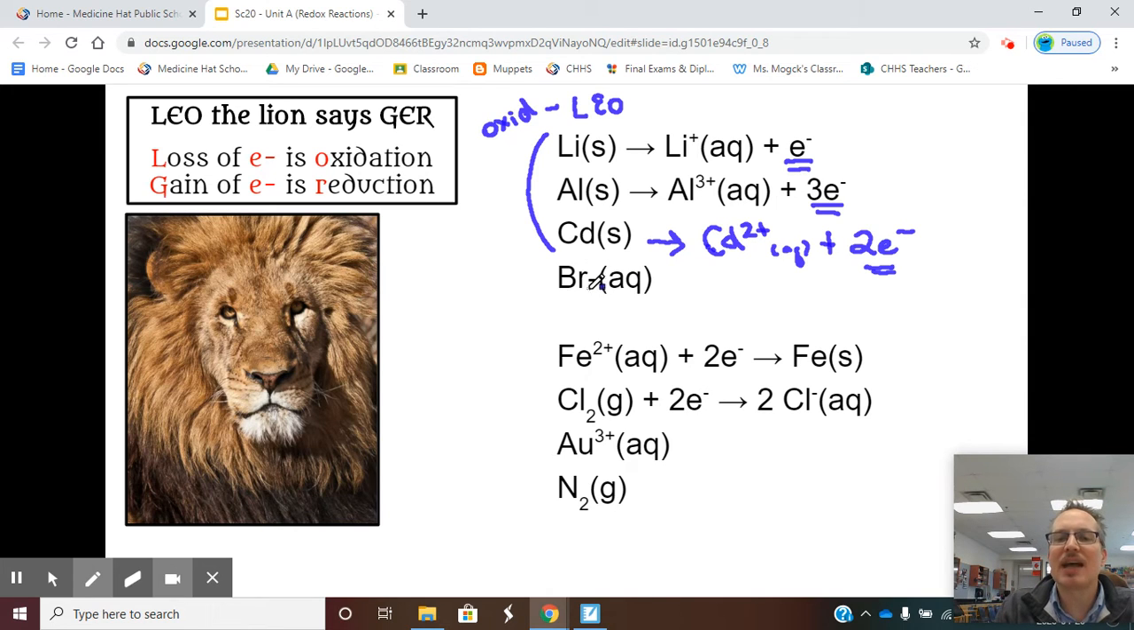Let's try one more example. Br minus. So find Br on your periodic table. You will notice that it's element number 35. And I've got my periodic table here. So it's right here. It's element number 35.